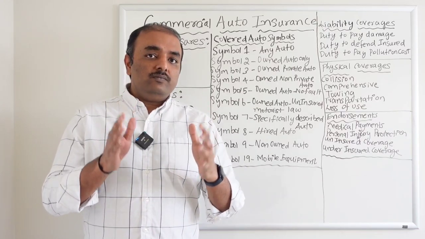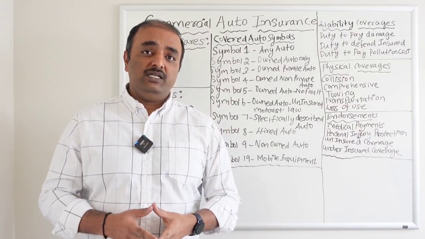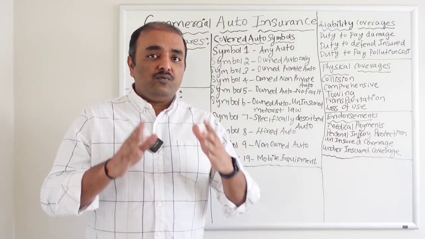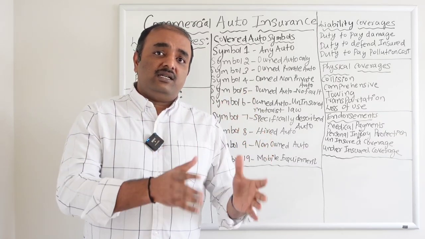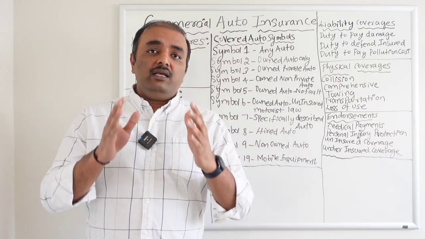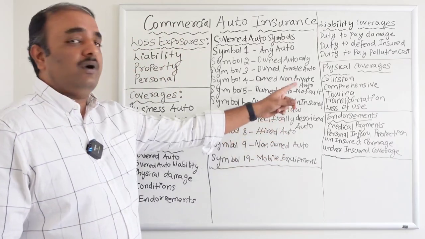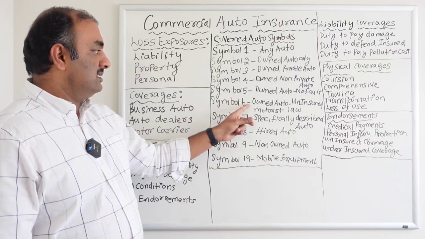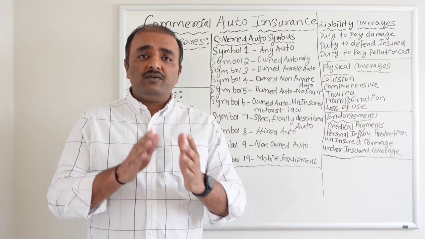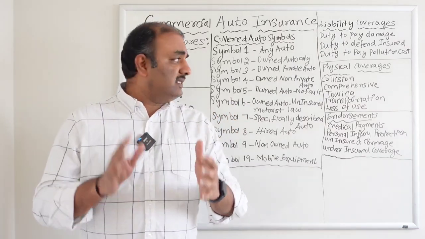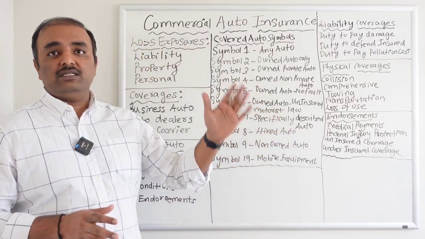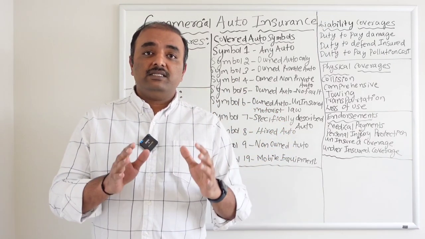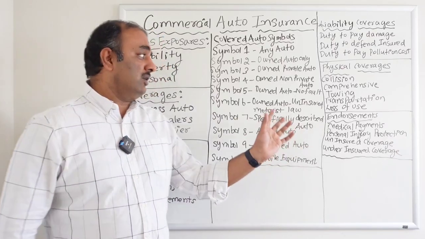We all know that when we discuss personal auto insurance, some states are no-fault states and some states are at-fault states. So any car that is under the no-fault states, we have to use this symbol, symbol 5. Symbol 6: similar to no-fault versus at-fault, we do have some states that have uninsured motorist law, which means those states definitely require you to have uninsured motorist coverage.